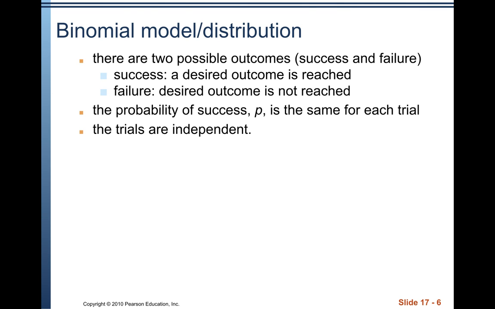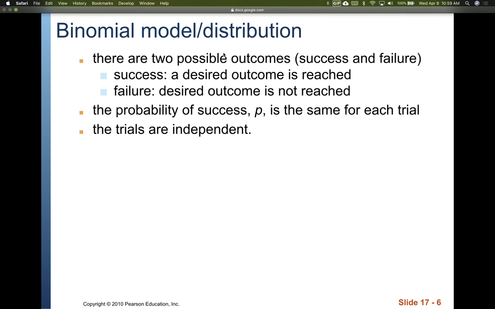And then the last thing is that the trials are independent of each other. And we've talked about what independent means. That the result of one trial does not affect the result of future trials. Those are examples of independent trials. I can roll a die 100 times, and the result of the first time is not going to affect the result of the second time, the third time, the fourth time, etc.